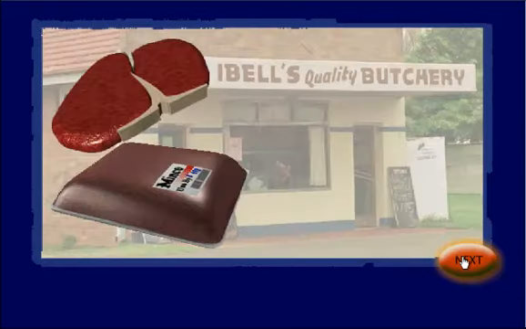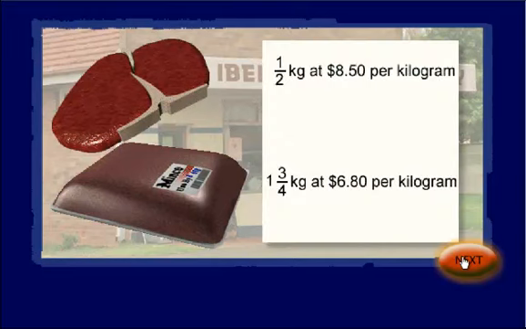Let's go to the butcher, where we're going to need to use fractions. At the butcher's, we need half a kilogram of T-bone steak, costing $8.50 per kilogram, and 1 3/4 of a kilogram of mince at $6.80 per kilogram.